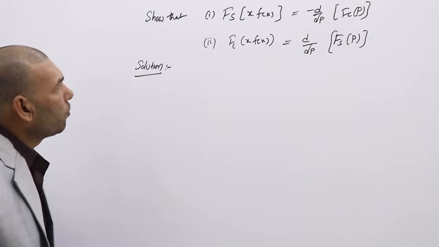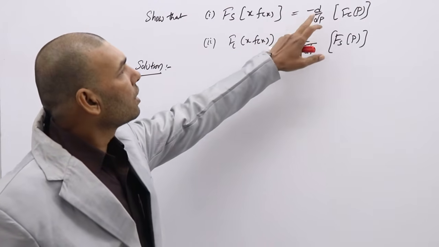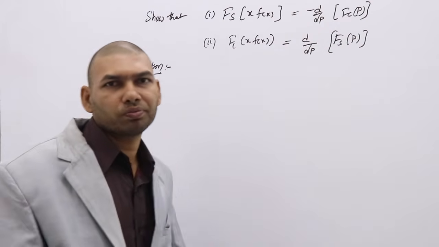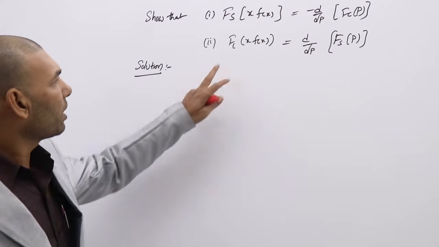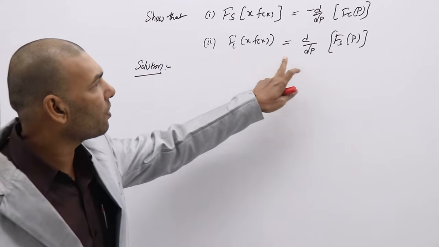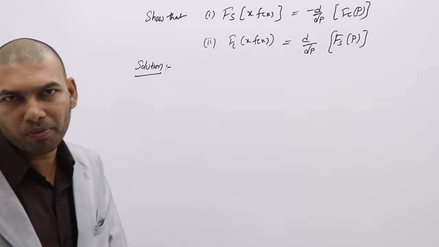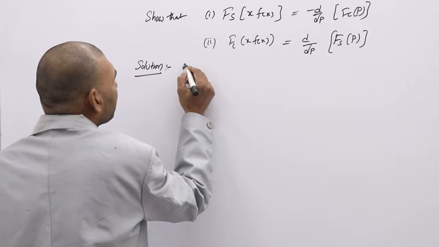Show that the Fourier sine transform of x f of x is equal to the differentiation with respect to p of the Fourier cosine transform of f of x. So that we need to prove. Similarly, the Fourier cosine transform of x f of x is the differentiation with respect to p of the Fourier sine transform of p. So for that, first I am taking the first part.